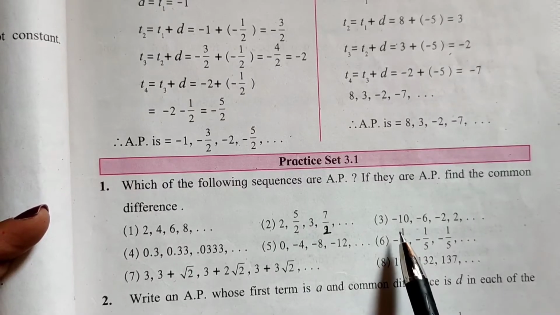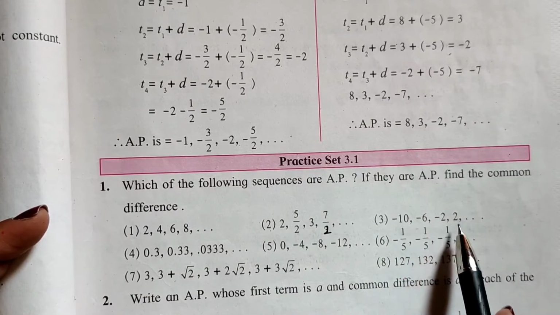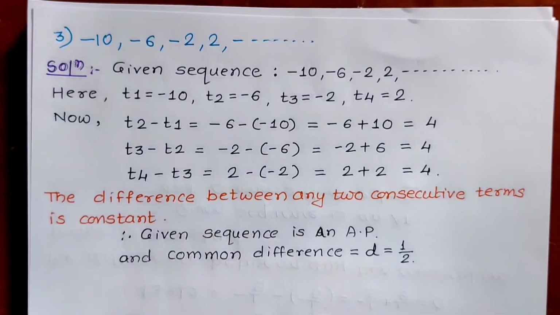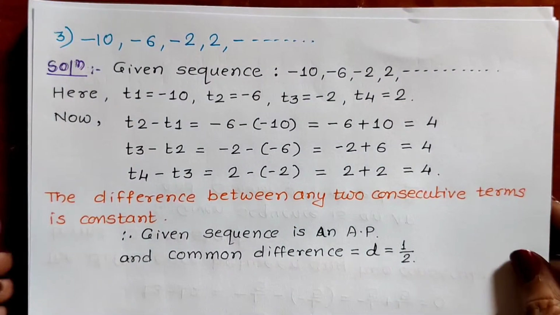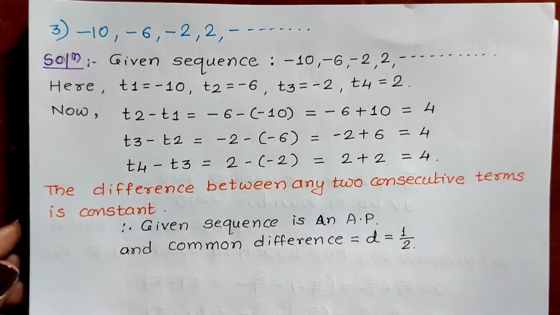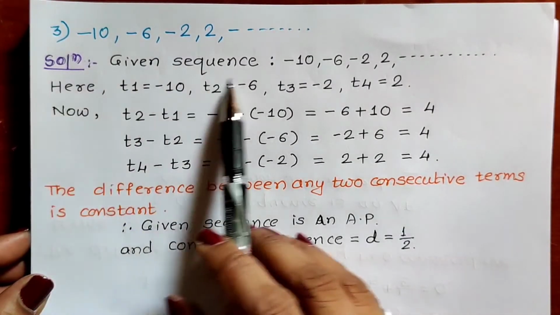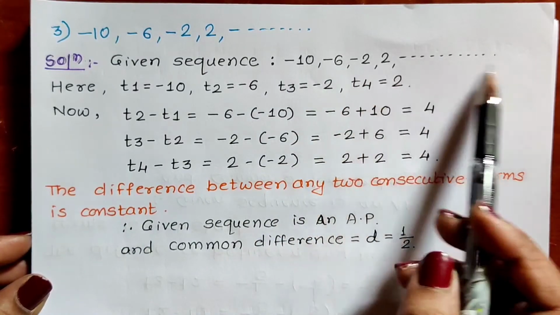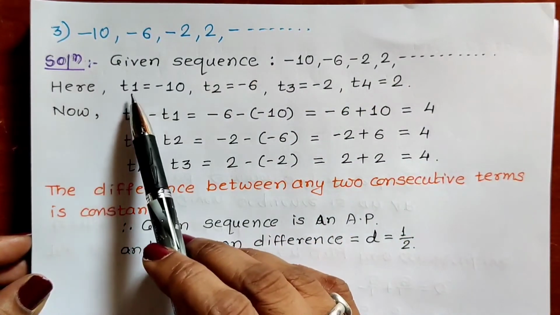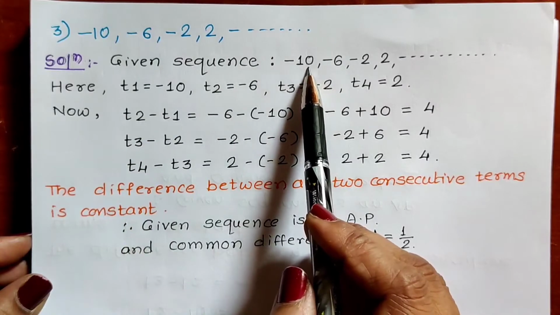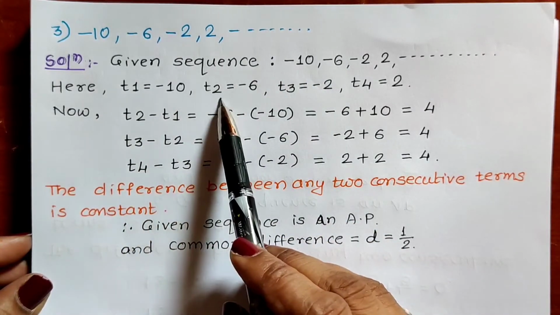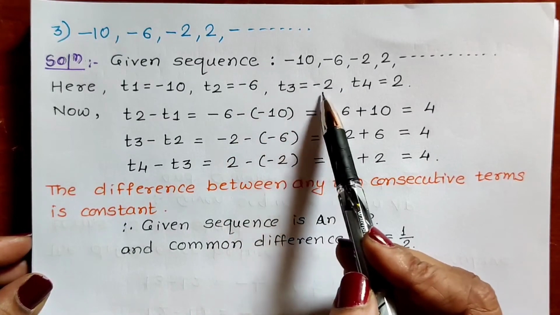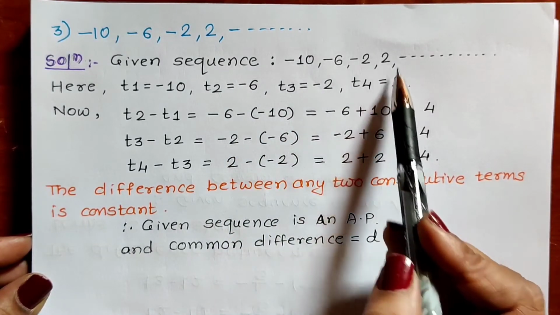Now third sequence is minus 10, minus 6, minus 2 and 2 and so on. Dot dot dot means infinite. Now see, I have solved this sum. I have written the solution. Given sequence is minus 10, minus 6, minus 2, 2, infinite. Here T1, that is first term, is equal to minus 10. T2 is the second term, which is minus 6 here written. T3 is equal to minus 2 and T4 is 2.